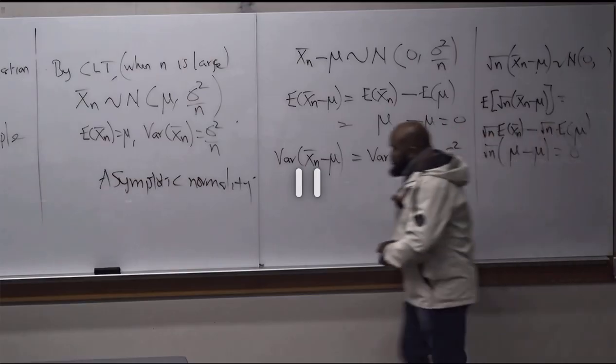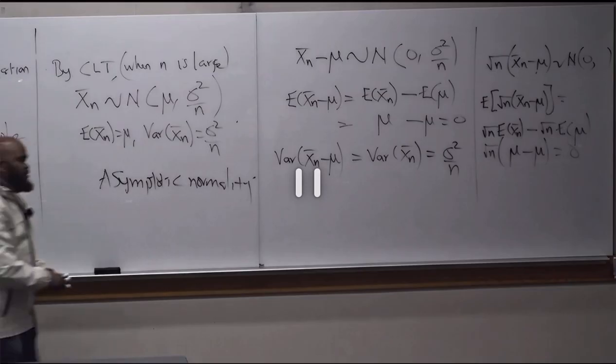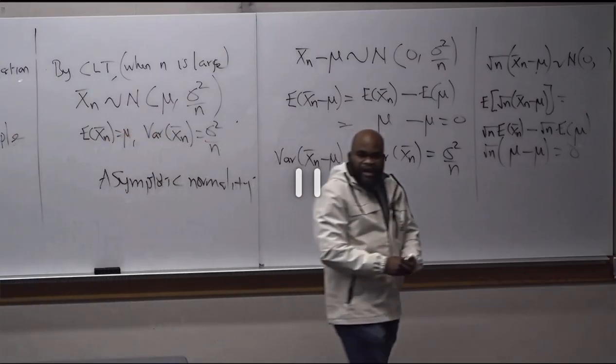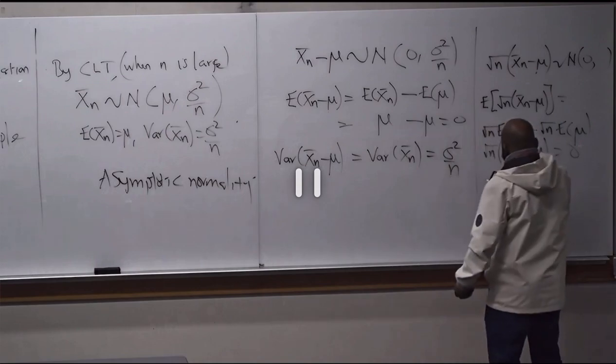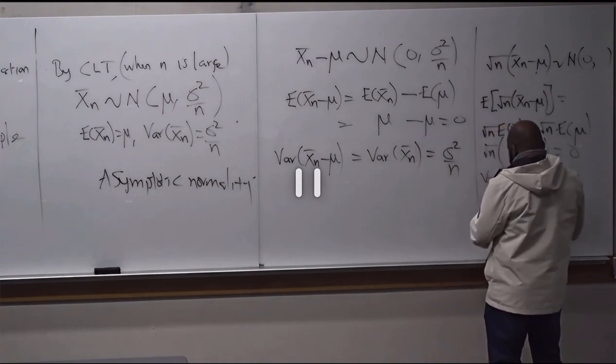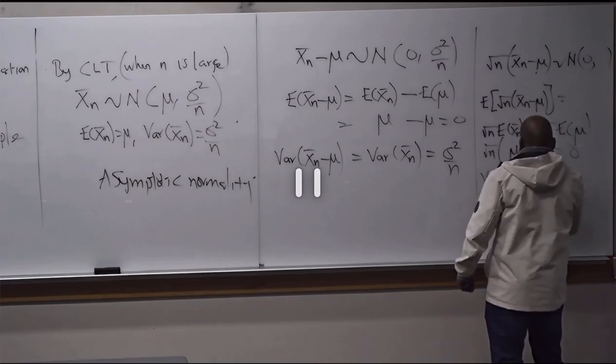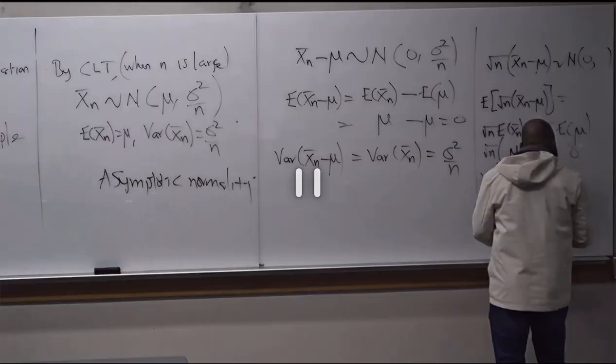Now I want to talk about the variance. Like I said, this is very, very crucial. If you don't understand, ask me a question, okay? Now I want to find the variance of the square root of n times x bar minus mu.